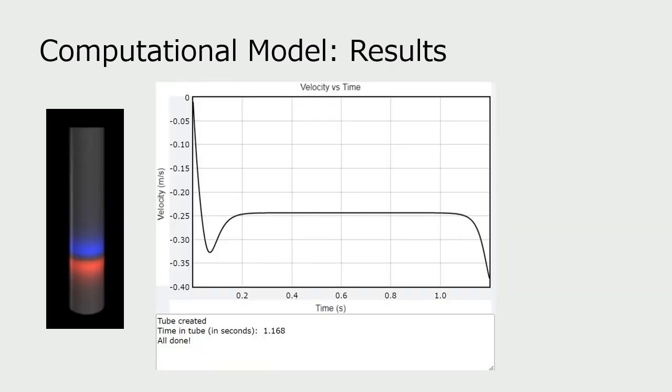Here are our results. As you can see, it took approximately 1.17 seconds for the magnet to fall through the tube, and feel free to pause and take a look at the graph. And also in the computational model, feel free to look, this magnet actually does fall down the length of the tube.